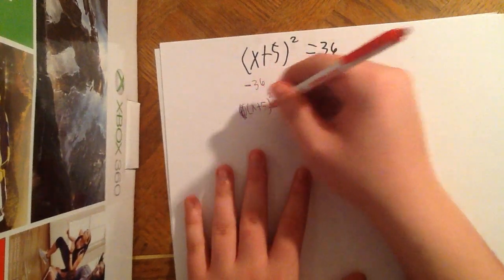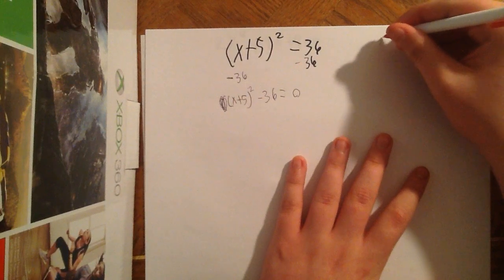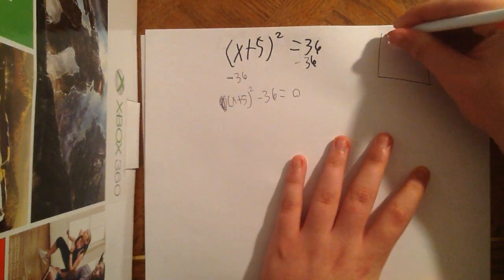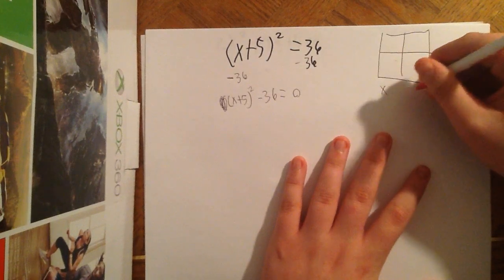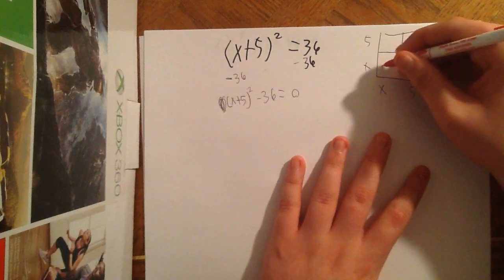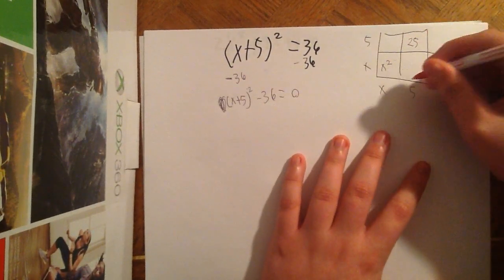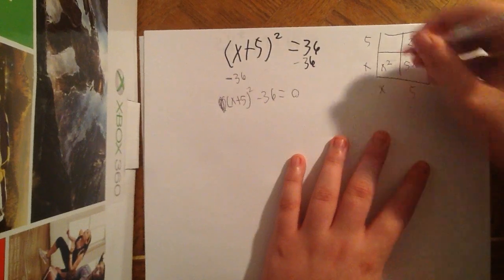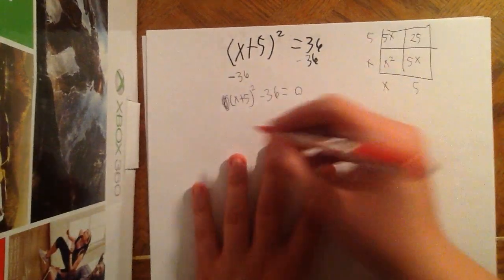So you want to distribute this x plus 5 term. So we want to create a little box. And we want it so x plus 5 is down here, because that's what we're multiplying, times x plus 5. And we just fill out the box. So x squared, 25, 5x, and 5x.